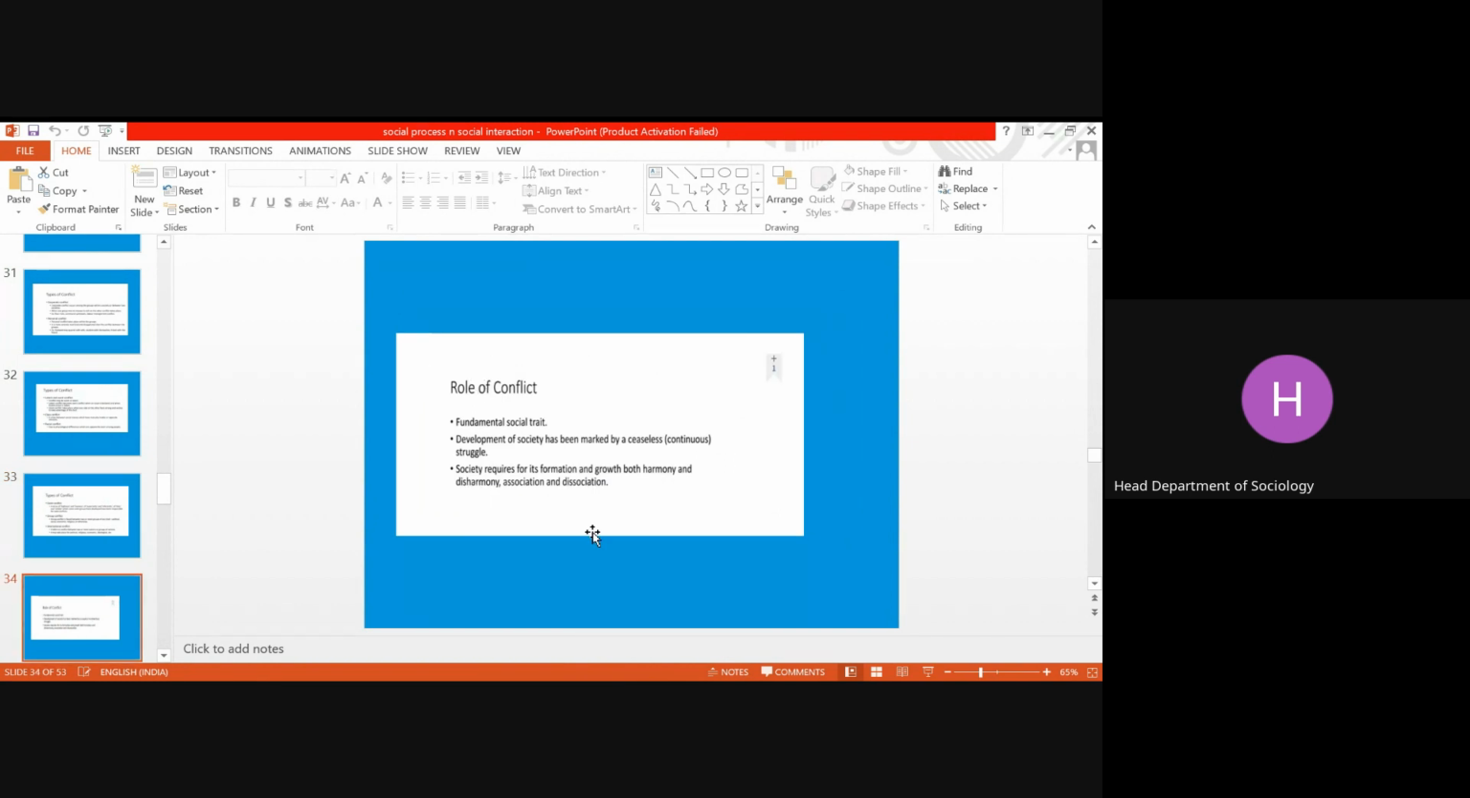What is the role of conflict? It is a fundamental social trait that is characteristic. The development of society has been marked by continuous struggle. Society requires for its formation and growth both harmony and disharmony, and both association and disassociation are required. We see that after a fight, we become more strongly attached to that person, or maybe we have resolved the problem that was existing.